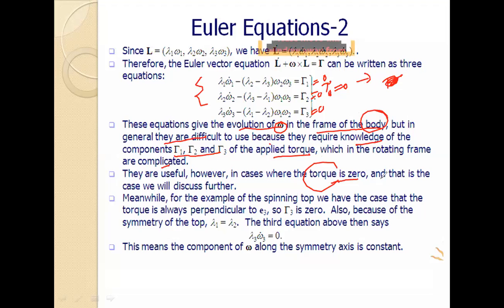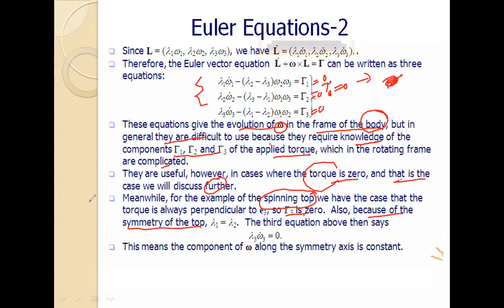So torque equal to 0, that is the case where we will discuss the spinning top. A spinning top is a very good example. We have the case where the torque is always perpendicular. In the spinning top case, one of the torque components, tau 3, equals 0, because it is a symmetric top.